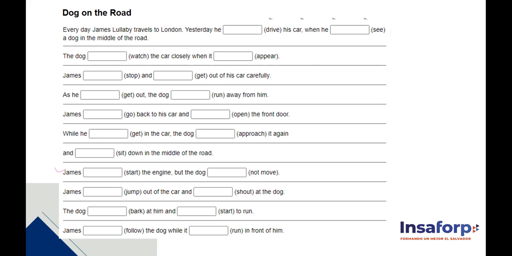Let's see. This is jumped with T sound, jumped. And then we say James jumped out of the car. And what is the past of this? What is the past of the next verb? Sure. The next one? Okay, what is the past? Is it?